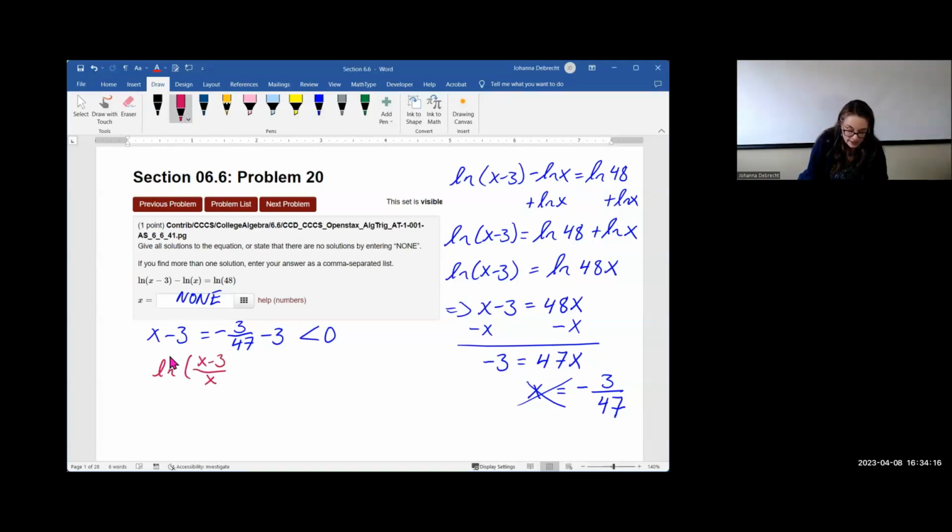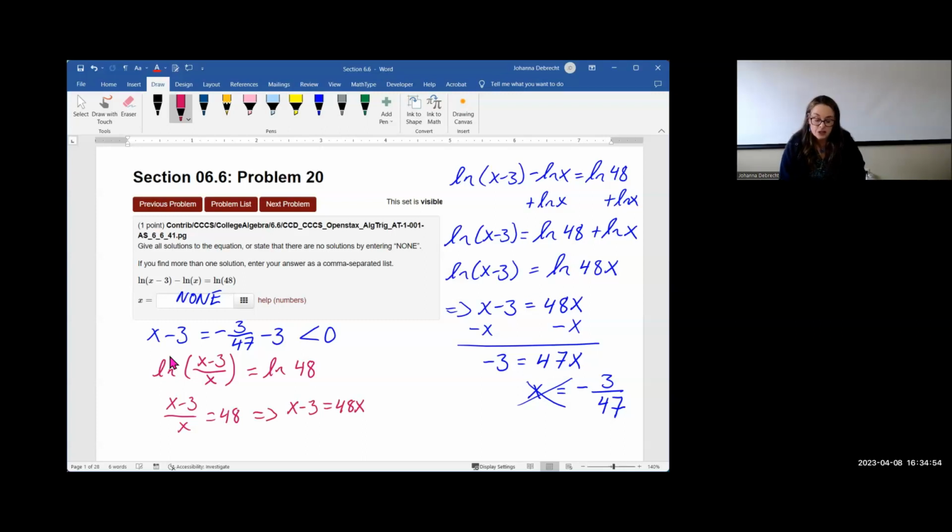The x's do not cancel because the numerator is the x minus 3 group. The whole thing goes or none of it goes. And then this is equal to the natural log of 48. Then you can use the one-to-one property of logarithms to say that since the bases are both e and the powers of the logarithms are equal, then you must have x minus 3 divided by x equal to 48. And then you can multiply both sides by x, and the next thing you need to solve is x minus 3 equals 48x. You'll see over here that is not actually what I did.